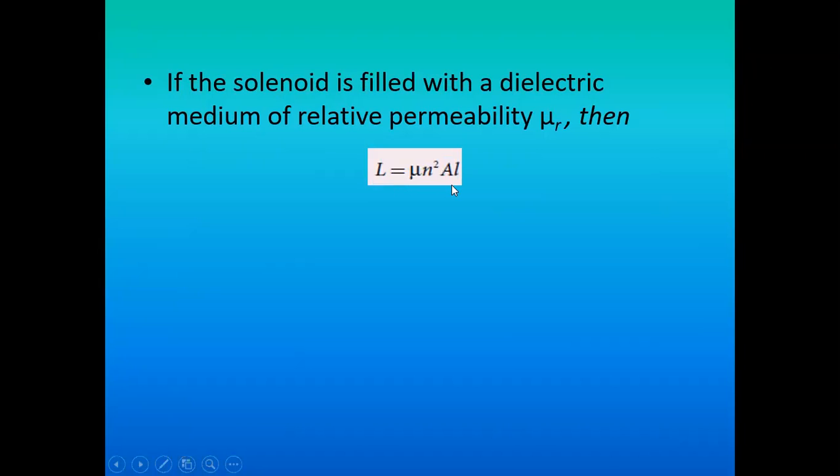Suppose the solenoid is filled with a medium of relative permeability mu r, then the equation can be written as L is equal to mu into N square A L. What is mu? Mu is equal to mu 0 mu r. So L is equal to mu 0 mu r N square A L if it is present in a medium. So the self-inductance of the solenoid in a medium is given as mu 0 mu r N square A L.